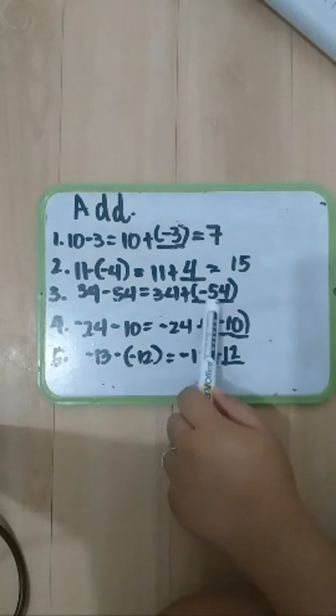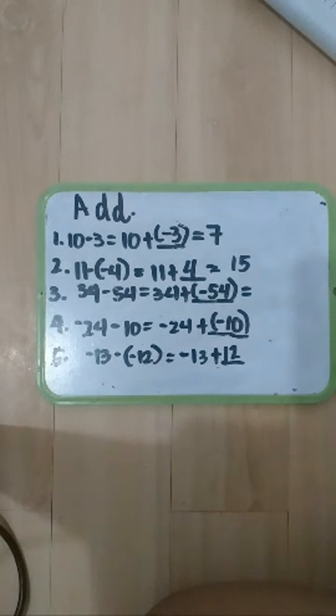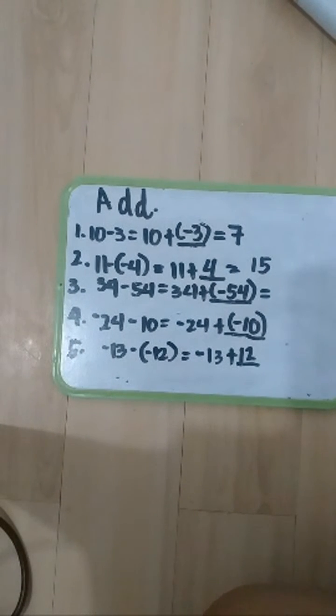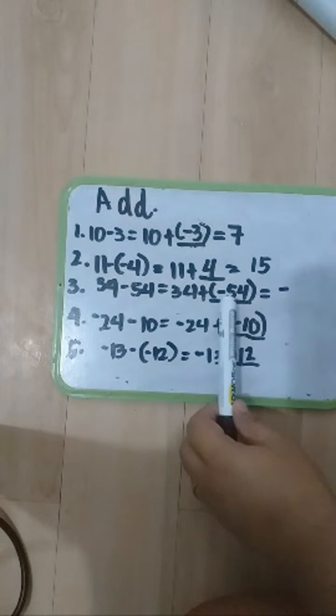34 plus negative 54. For number 3, ano magiging sagot natin? Positive or negative? Okay, the answer must be negative. Okay? Then, ima-minus mo sa bigger absolute value yung maliit. Ang malaking absolute value dito ay 54. Ima-minus mo kay negative 54 si 34.